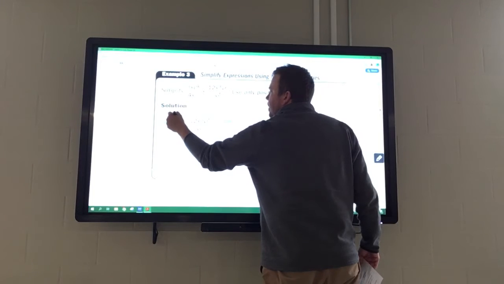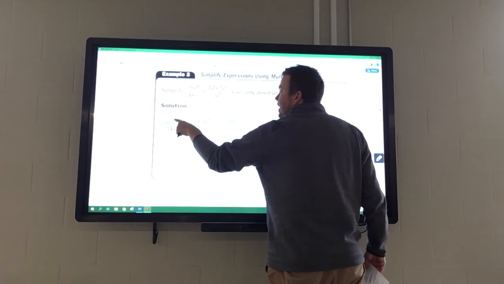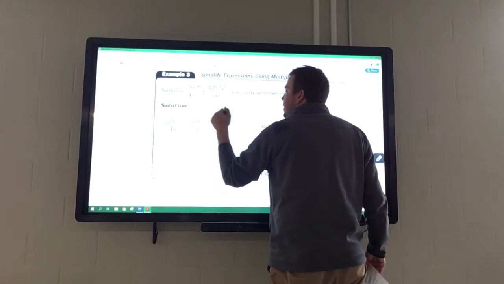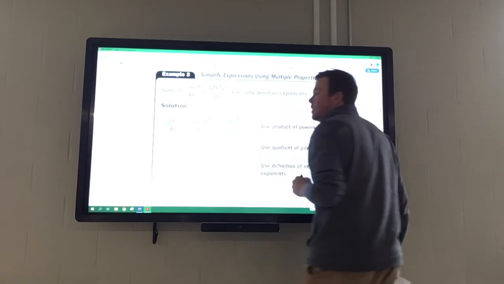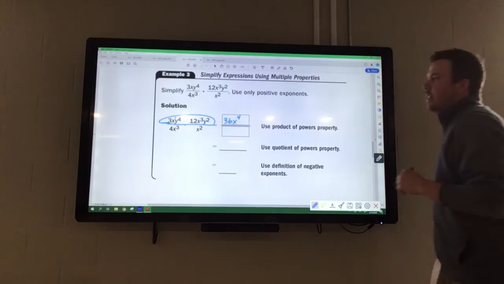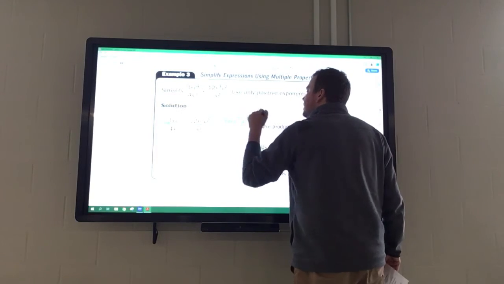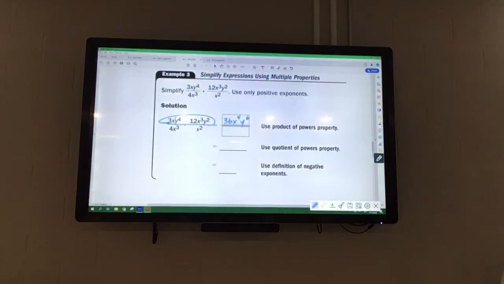When we multiply two powers together, I keep my base and I add the exponents. Keep in mind that's x to the first. So 1 plus 3 is 4. Now for my y's, y to the fourth times y squared is y to the sixth. So we just simplified our numerator. We multiplied the numbers together, the x's together, the y's together.